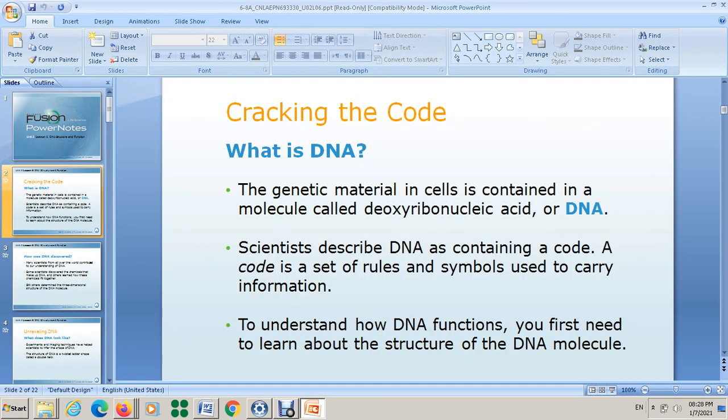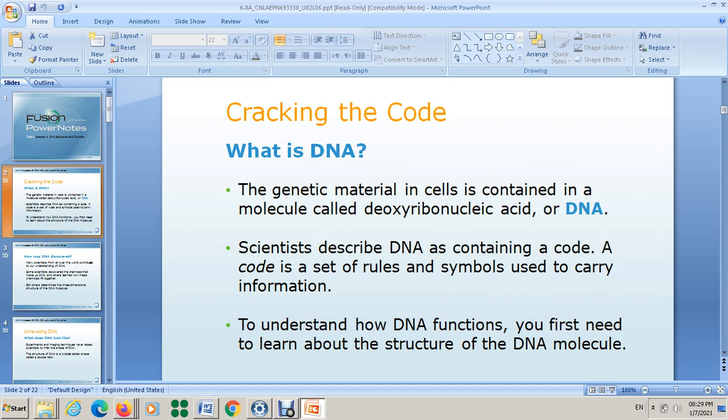What is the DNA? The DNA, which is the genetic material in the cell, is contained in a molecule called deoxyribonucleic acid, or we can say DNA. Scientists describe DNA as containing a code. Actually, the DNA in our cells is like a code.